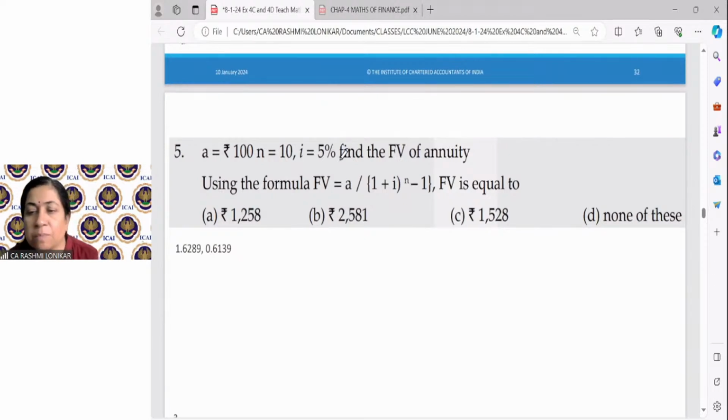Now fifth question. A is 100, N is 10, I is 5%. Find the future value of the annuity using the formula. Okay, they have already given you the formula. Again the same thing. FV is equal to A upon 1 plus I raised to N minus 1.